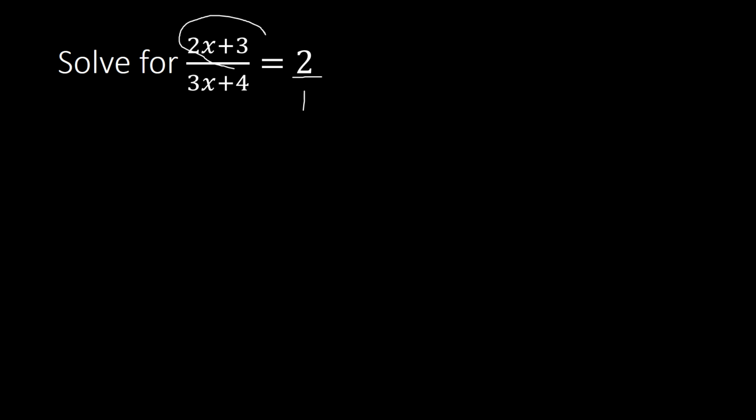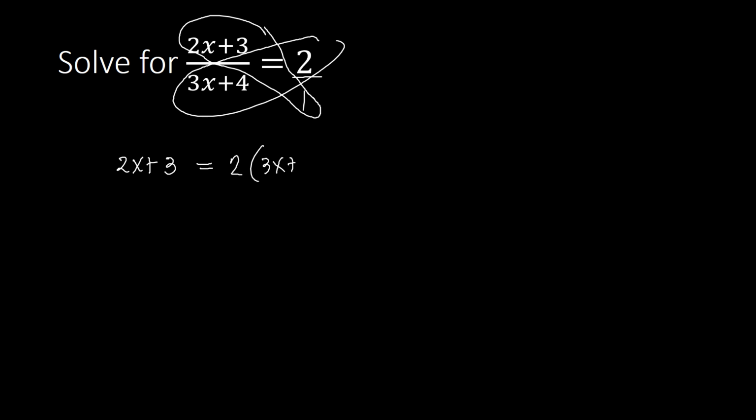So we do cross multiply this one and that one. What we are trying to do here is we just have to multiply the whole number to the denominator right away. So we've got 2x plus 3 times 1, that will be 2x plus 3 still. And then we have 2 times 3x plus 4. Then we do simplifying, so this is 2x plus 3 equal to, distribute this one inside, so we've got 2 times 3x, that's 6x. 2 times 4, that's 8.